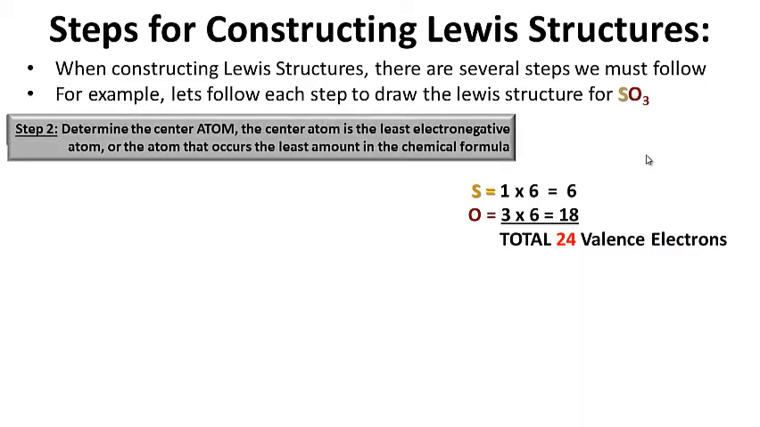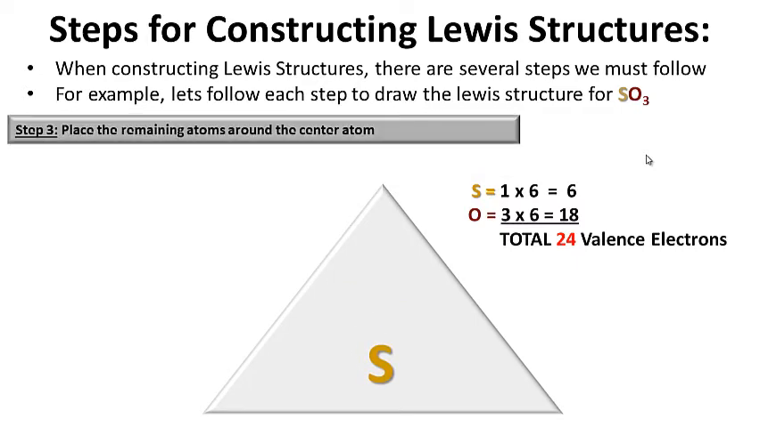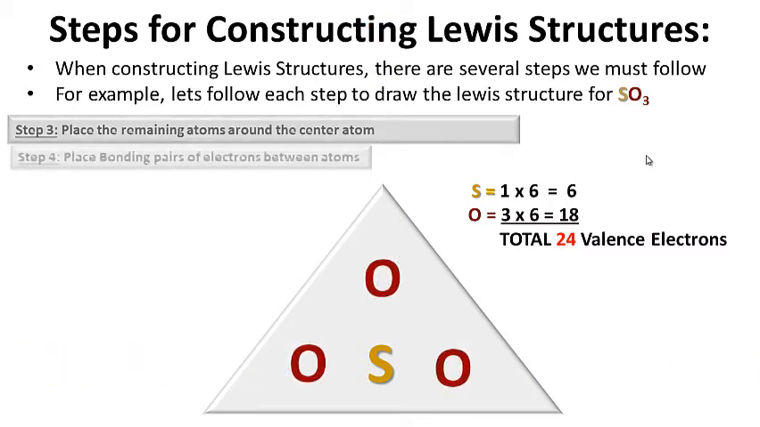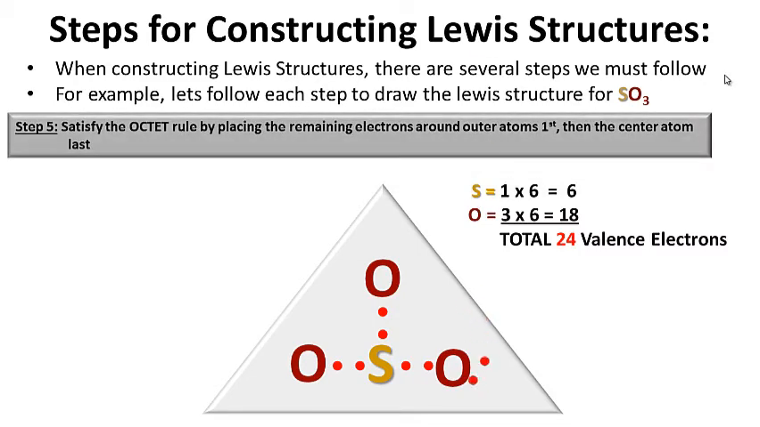Step 2, determine the center atom. The center atom is the least electronegative atom, or the atom that occurs least amount in the chemical formula. In this case, it's sulfur. Step 3, place the remaining atoms around the center atom. So let's put those 3 oxygen around. Step 4, let's put some bonding pairs of electrons between the sulfur atom and the oxygen atoms, because they got a bond. Step 5, satisfy the octet rule. Let's go ahead and place the remaining electrons around the outer atoms first, then the center atom last, if need be. So there's step 5.